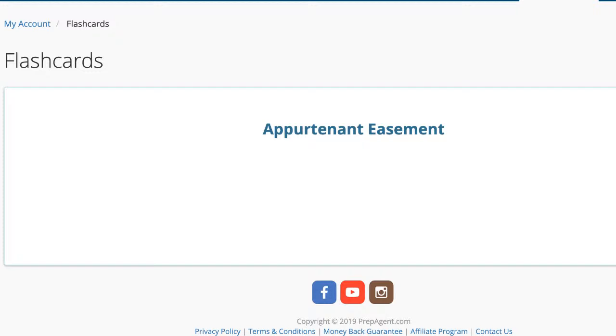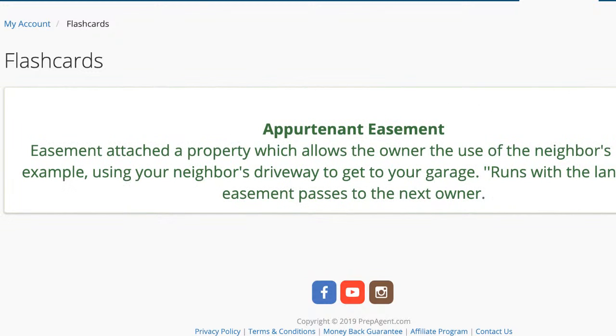Okay, an appurtenant easement goes with the land. It runs with the land. So when the property is sold, the easement goes with it. Okay, here we go. Moving right along.